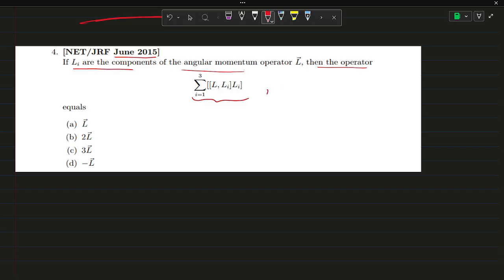Here we can take i equal to 1, x; 2, y; 3, z. So to find the solution, we can just expand it first. So the question is i equal to 1, 2, 3. We can write L i.